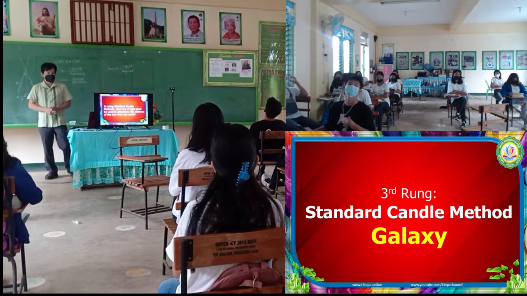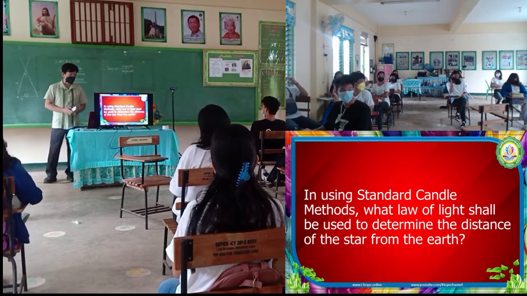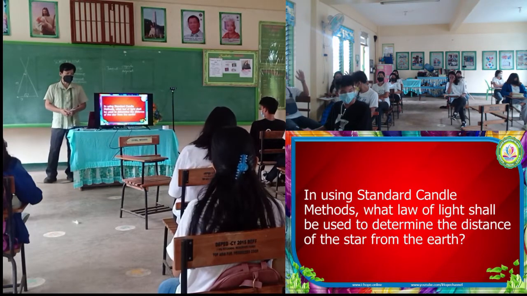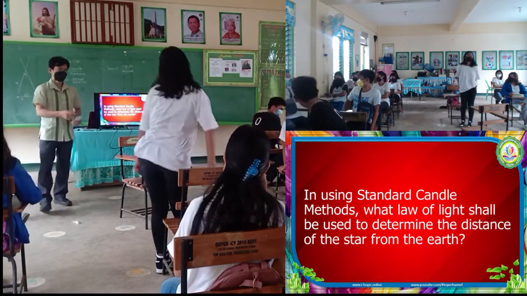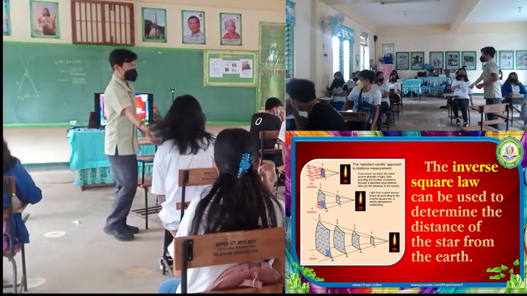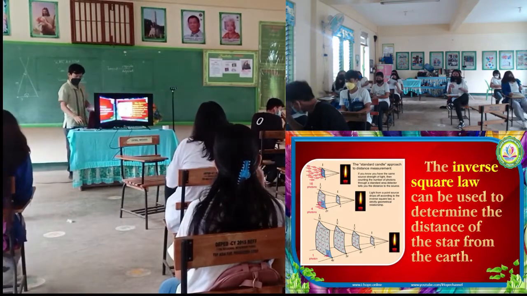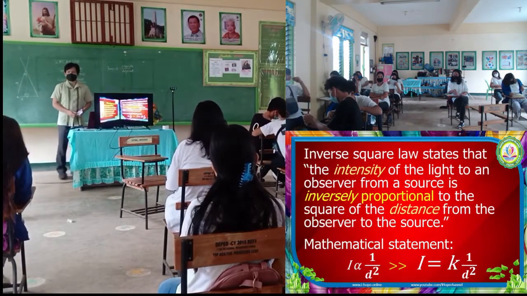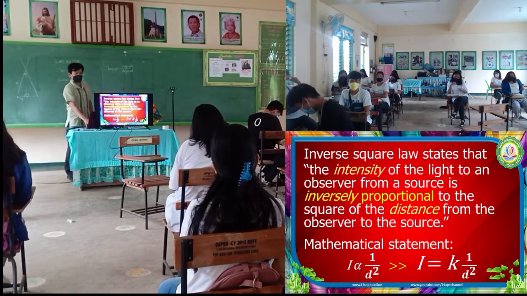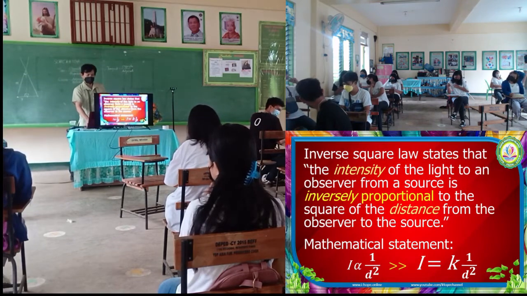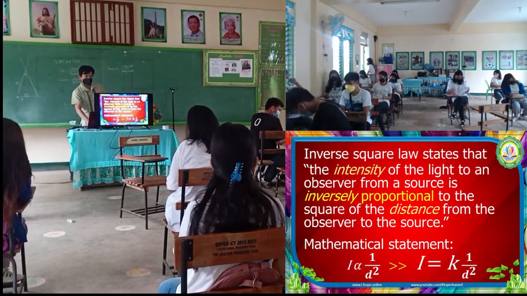Okay, next, in using the standard candle method, what law of light shall be used to determine the distance of the star from the Earth? The inverse square law. So, what is the inverse square law? The inverse square law states that the intensity of light to an observer from a source is inversely proportional to the square of the distance from the observer to the source.